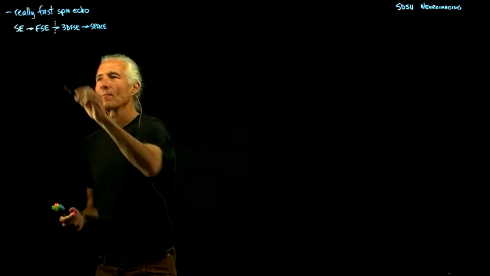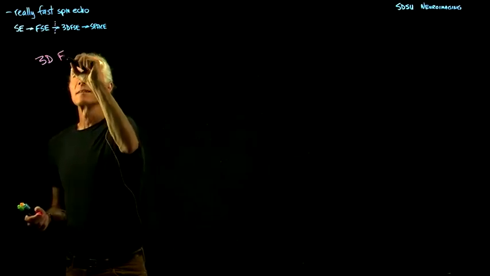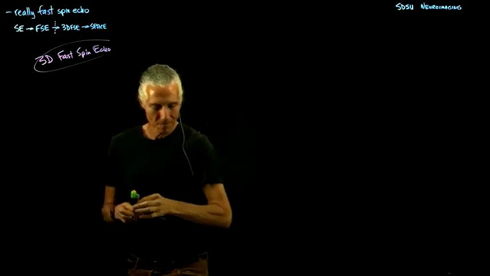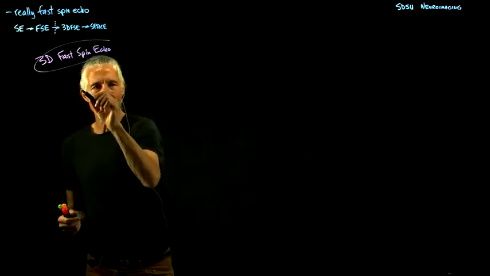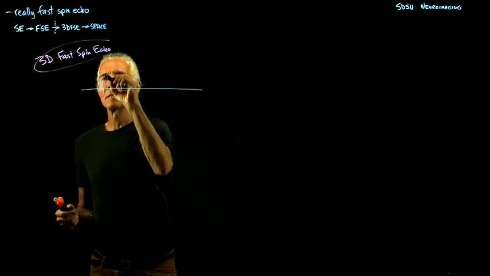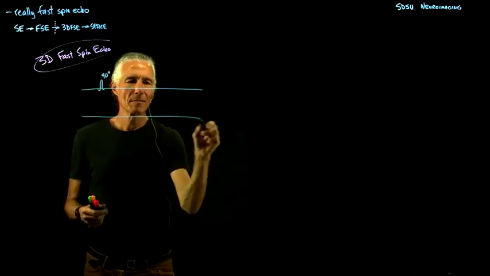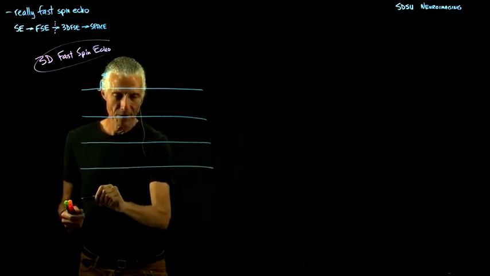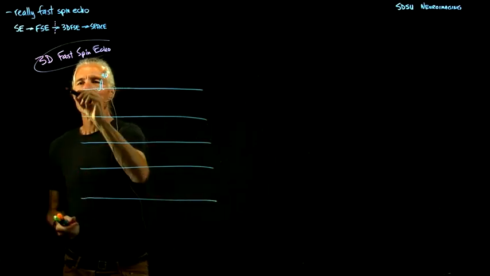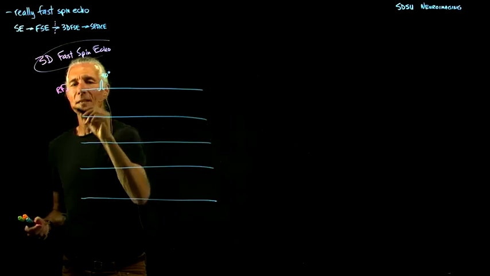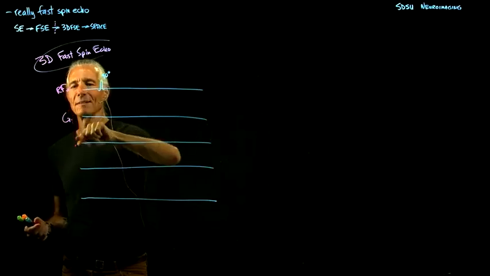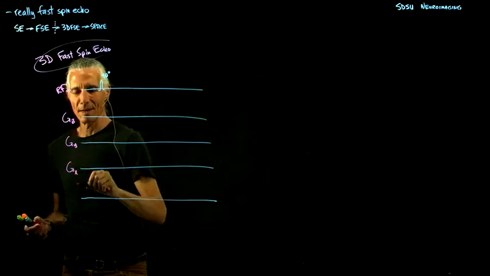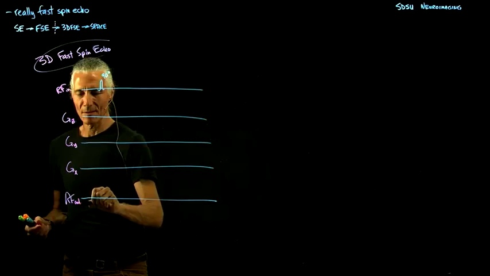And so what does our basic 3D fast spin echo sequence look like? The sequence is quite simple. Basically we start off with a 90. And then we have the x, the y, the z gradient, the y gradient, the x gradient, and then what comes out. So here's the RF in. Here's the so-called slice select gradient, and here's the so-called phase encode gradient. Here's the readout. And here's the RF, that signal coming out.